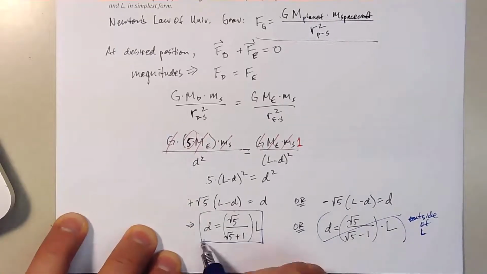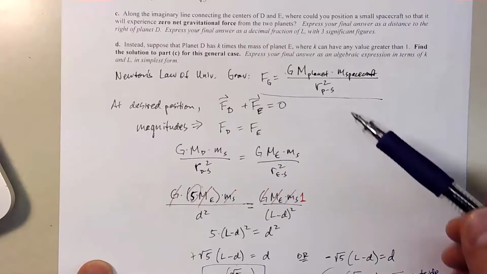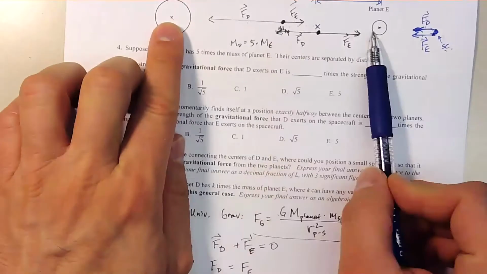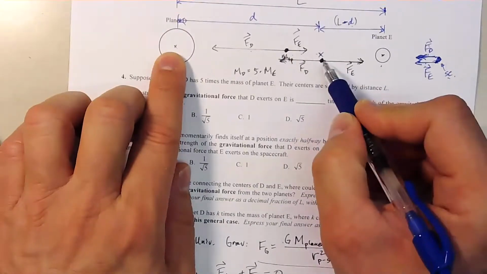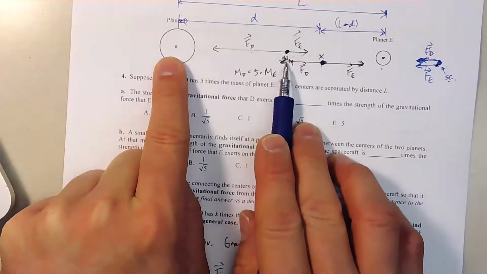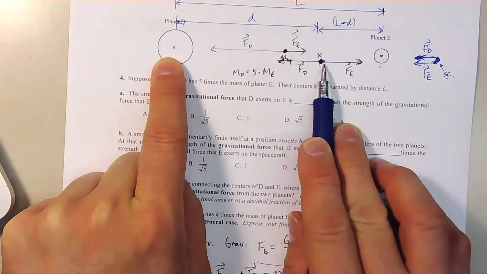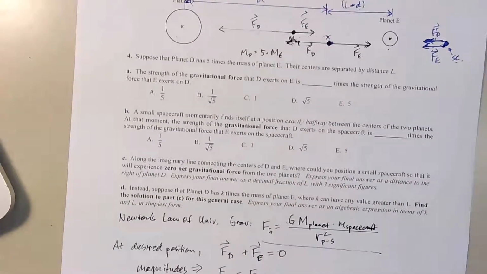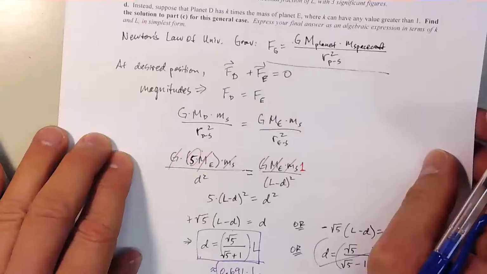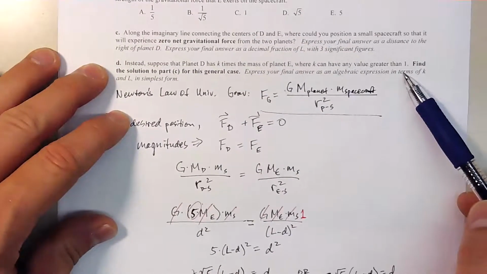This is the answer we want. And if I ask my calculator what that is, that's approximately equal to 0.691 times L. So just for my sketch here, that would be about 0.7 L. So it's kind of close to where we drew this little spacecraft right here. 0.5 L would be dead center. 0.7 L would be around here.